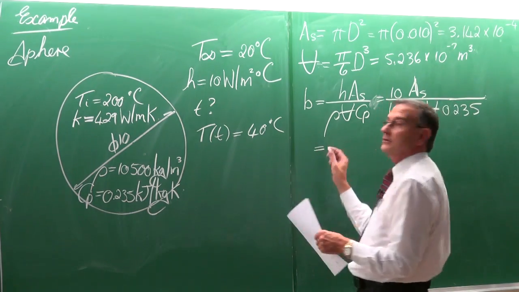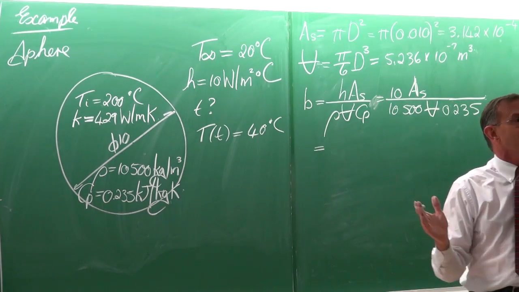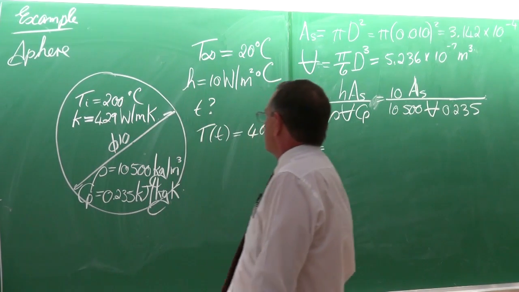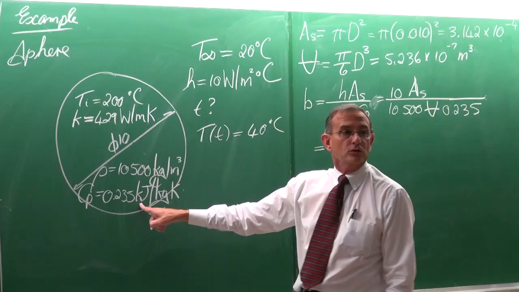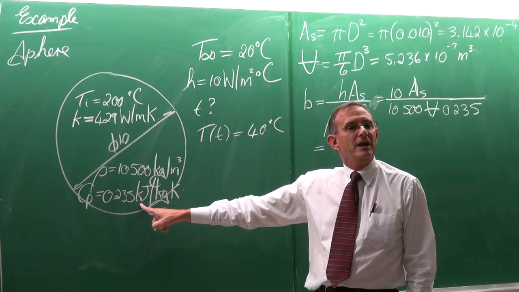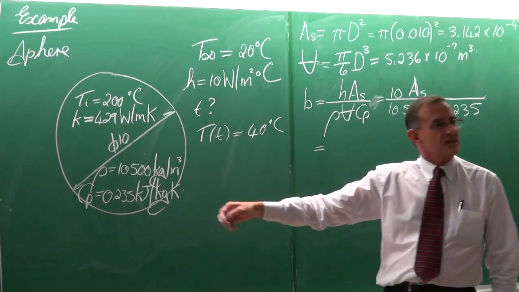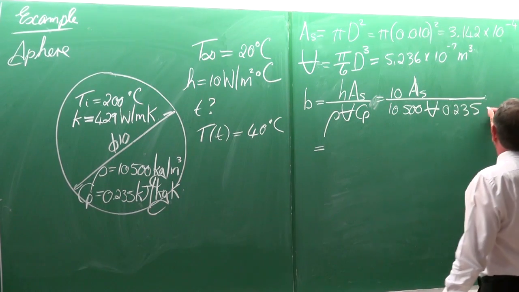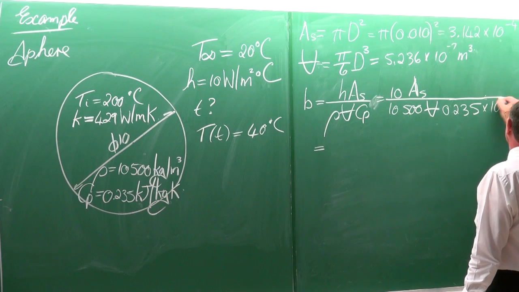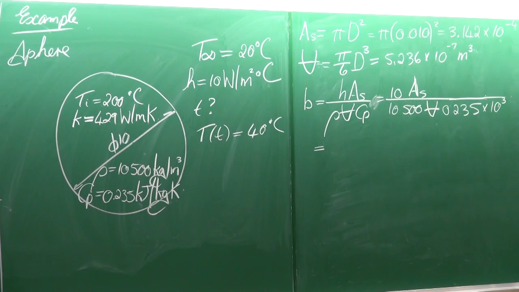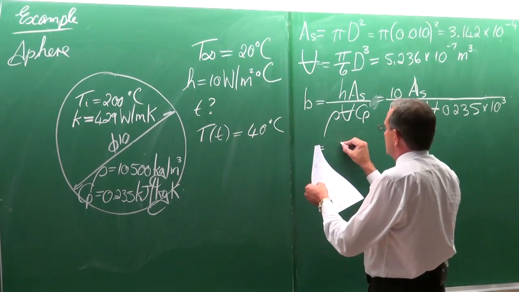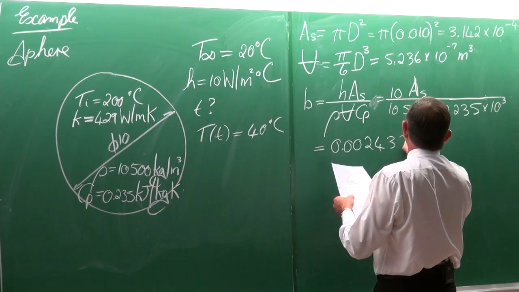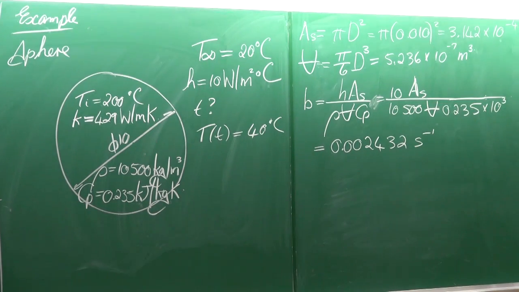You agree with that? You shouldn't agree with me. What's wrong? It's kilojoules, so be careful for that. In many of the tables, in some cases it is kilo, mega, other cases not. So this should be 0.235 multiplied by 10 to the third. Okay. And the result is that B is equal to 0.002432, and its units is per second.